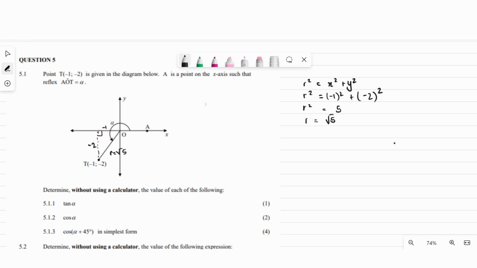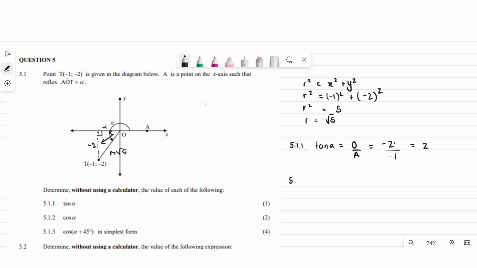Now we're going to use the diagram to actually answer the questions. 5.1.1, it says we need to find tan alpha, right? So tan alpha is going to be what? Using this diagram, it's opposite over adjacent. What's our opposite? Our opposite is -2. Then our adjacent is -1. Therefore, our answer is +2. So we're done with the first question.